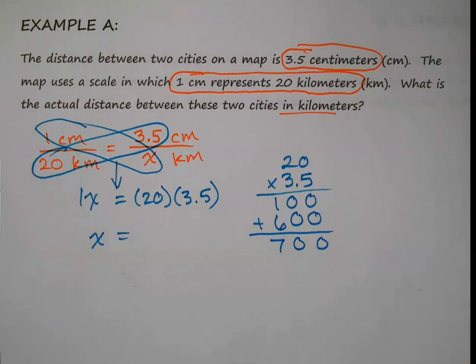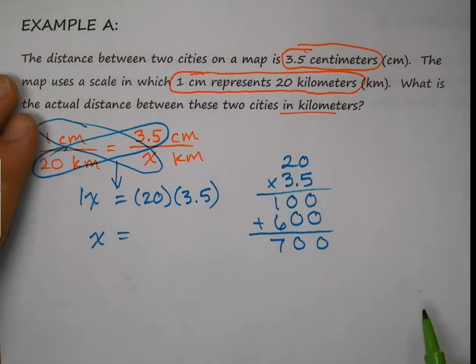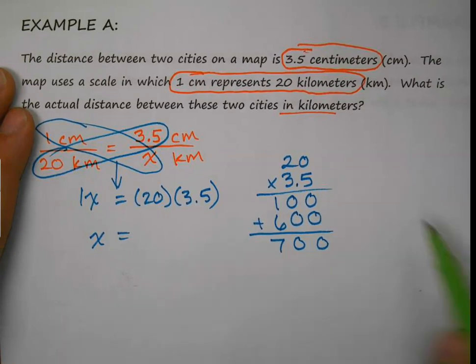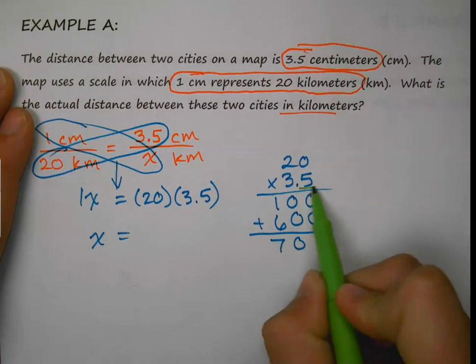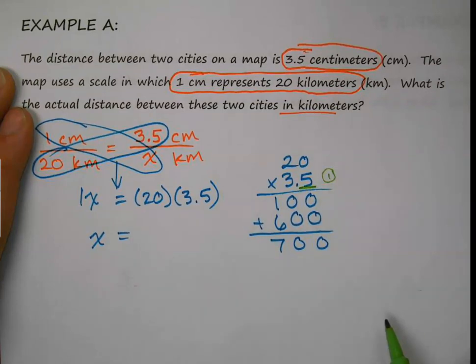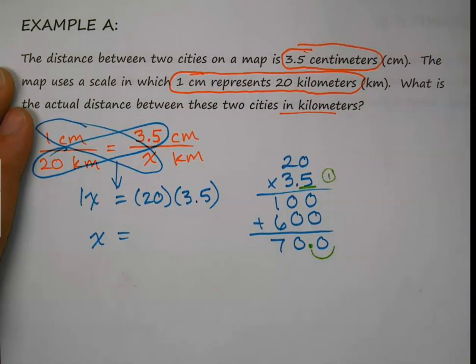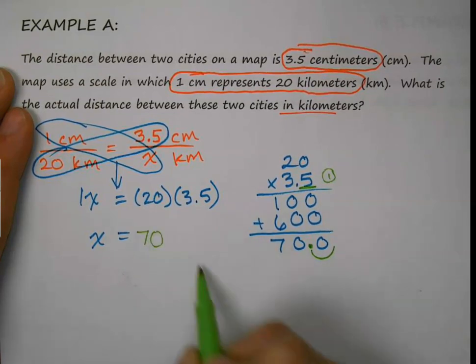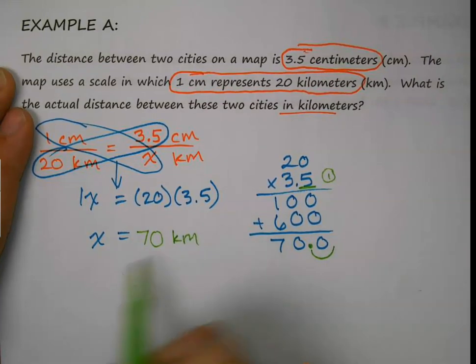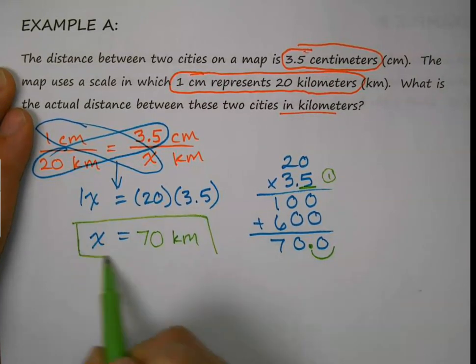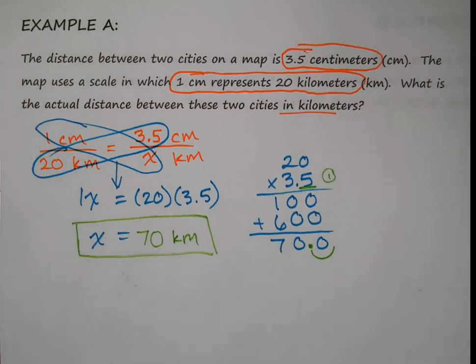And I get 700. Okay, but that's not my answer, because now we're going to look at that decimal. You count however many numbers there are behind the decimal in the problem. So here's a decimal. You have one number behind it in the problem. And that's how many you need in your answer. So you can start at the end and just bring it in one time, and that's your answer. 70.0, which is the same thing as just 70. This is kilometers. That's our answer for example A.